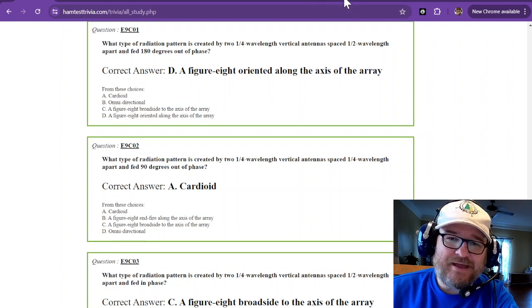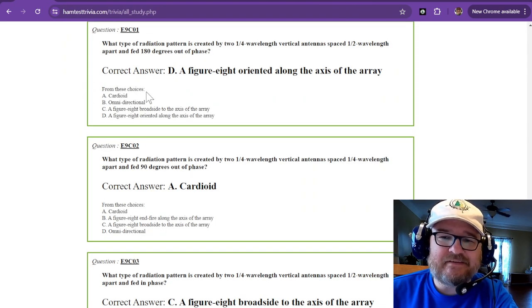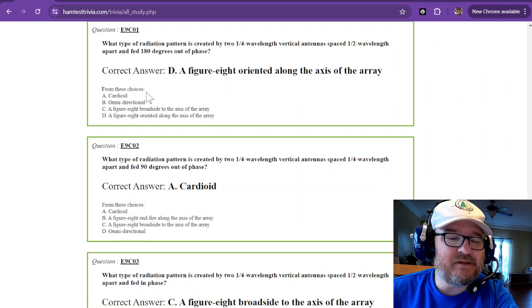Now, I will go ahead and say that if you want to try these out in the EZNEC antenna software by W7EL, you could build these inside that program and simulate them and see how it works.